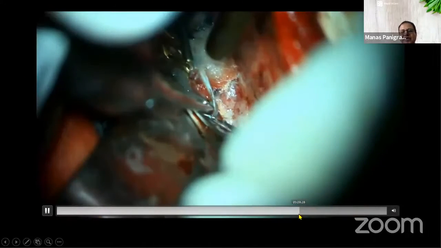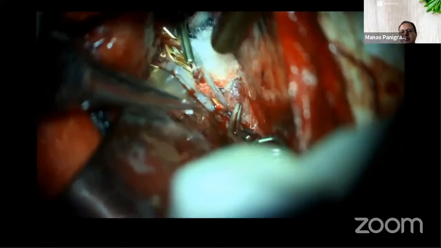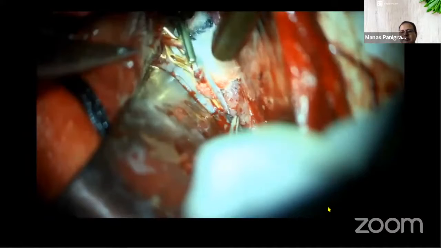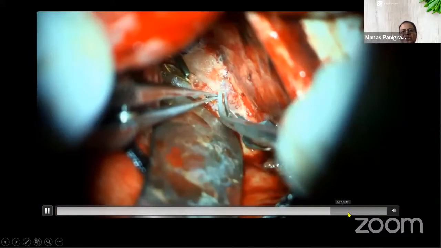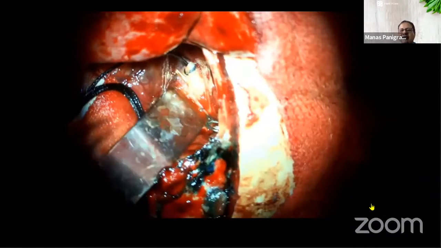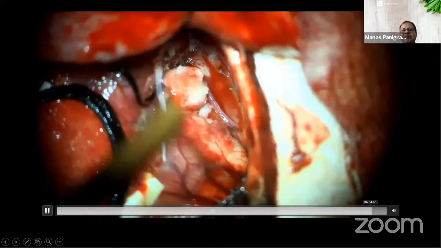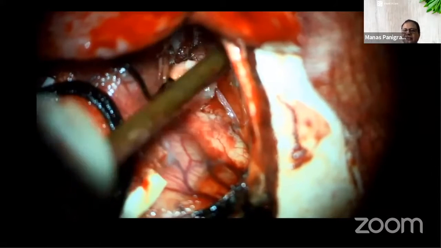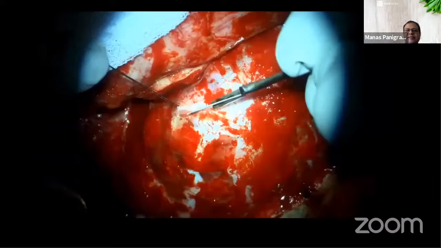With a shortage of time, I'll shorten the video. So the technique is similar to what everybody does. And this is at the end of the anastomosis, the reimplantation. And confirmed with the ICG.